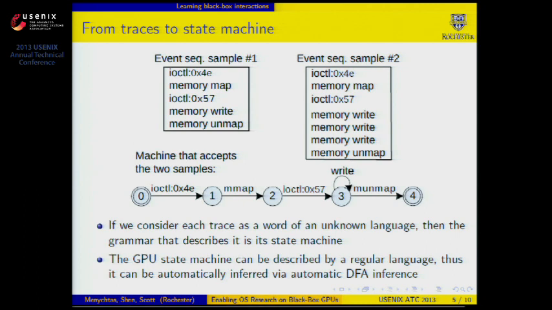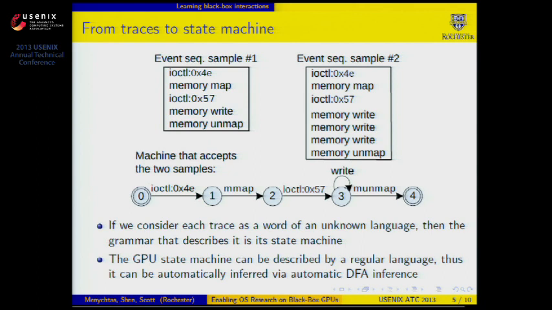So here's an example of how the traces that we have to deal with look. On the left and the right, you can see two sample traces. The events that appear in the traces have been simplified in a way that every event is actually a unique symbol. So if we consider each trace to be a collection of symbols, we can consider it as a word. And since every trace is a word of an unknown language, we can infer its grammar and describe the language through its state machine.